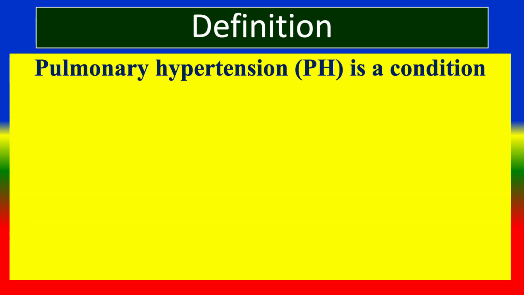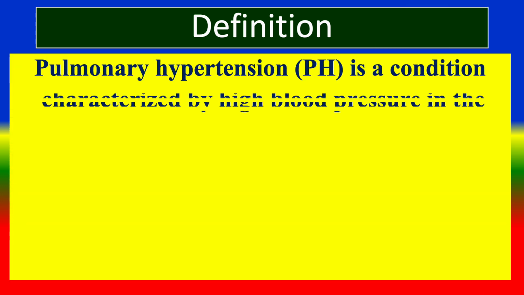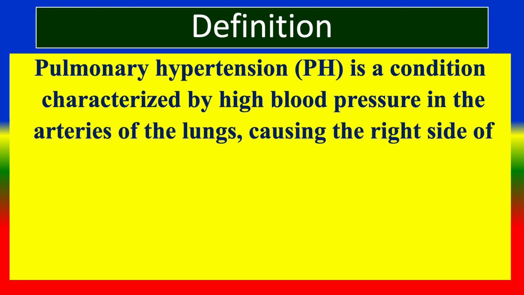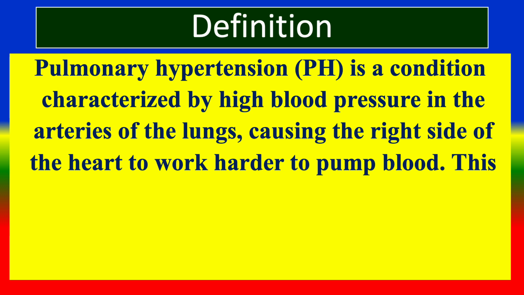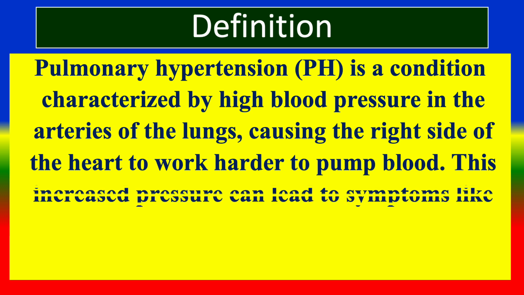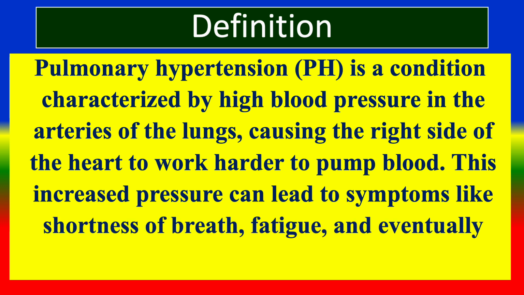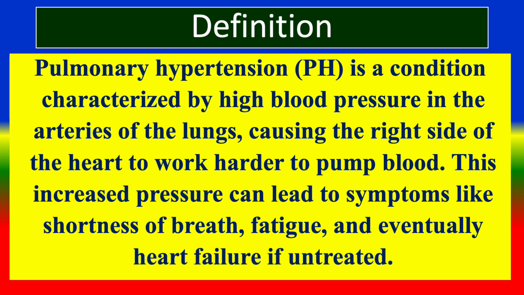Definition. Pulmonary hypertension is a condition characterized by high blood pressure in the arteries of the lungs, causing the right side of the heart to work hard to pump blood. This increased pressure can lead to symptoms like shortness of breath, fatigue, and eventually heart failure if untreated.